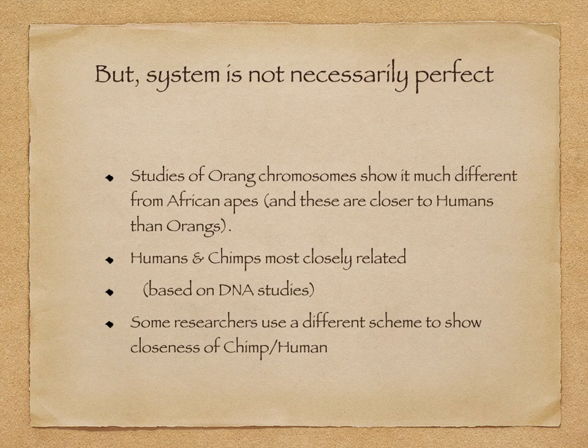Studies of orangutans show that the chromosomes are way different from African apes. African apes are much closer together. Humans and chimpanzees are the most closely related individuals based on DNA studies. Well, humans, chimpanzees, and bonobos. Then gorillas, who are also African apes. Then orangutans.